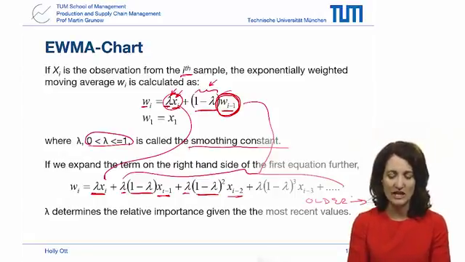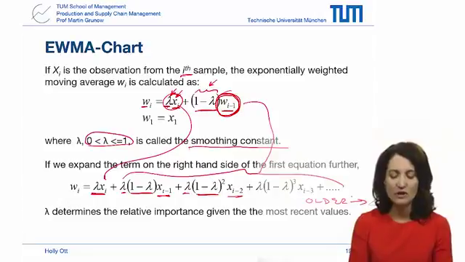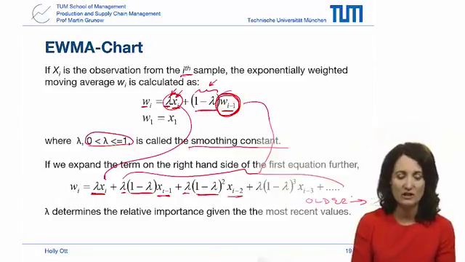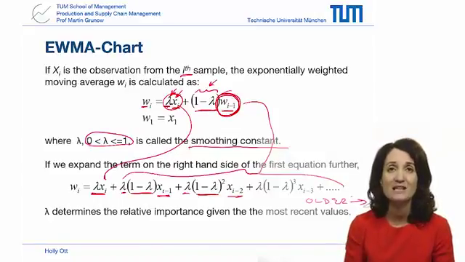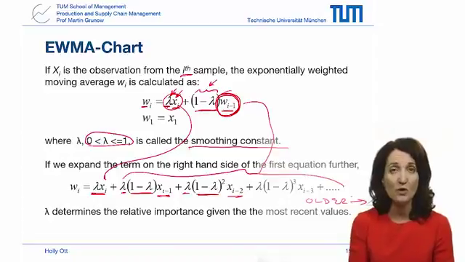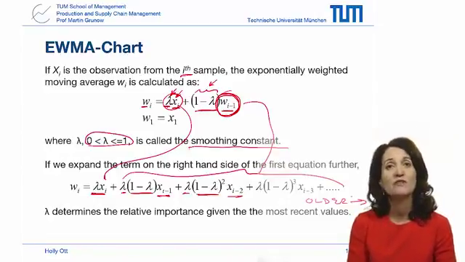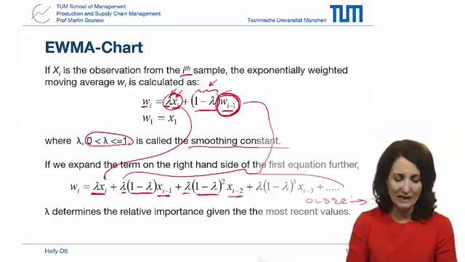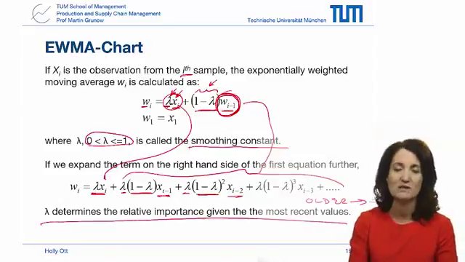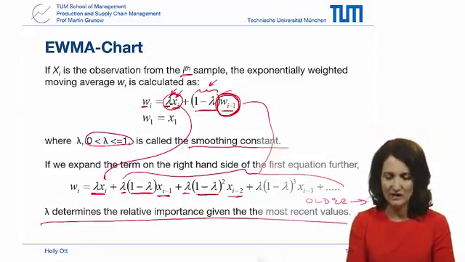So you can change lambda as you like, but you're still getting information from the old data. The value that you're reporting is not just simply the value that you're measuring, it's a large proportion of the value that you're measuring, plus some smaller proportion of the data before that, and the data before that, and the data before that. So lambda determines the relative importance given to the most recent values.